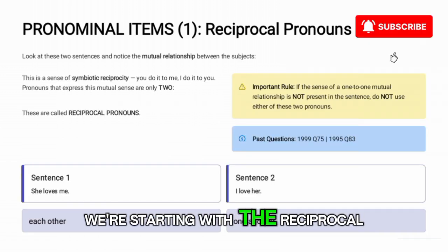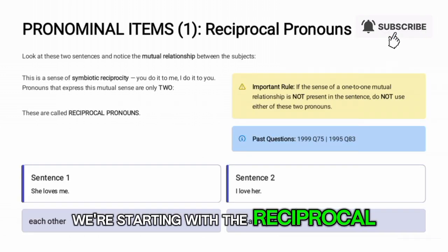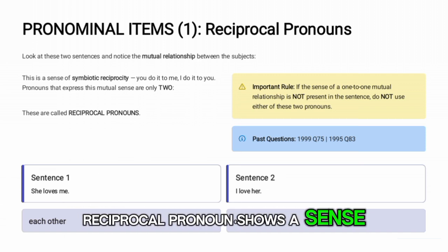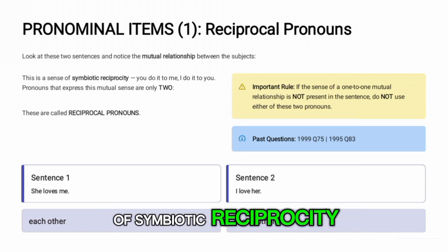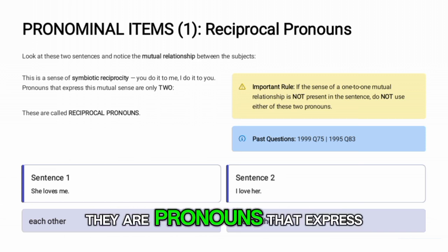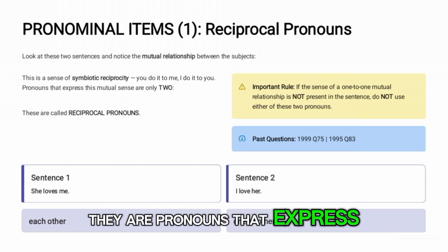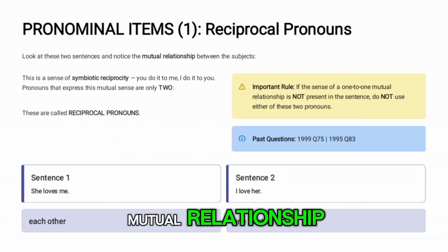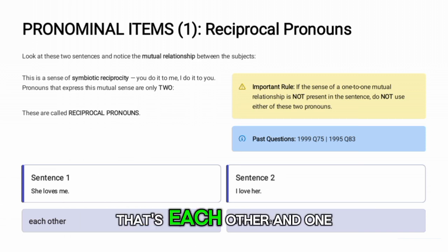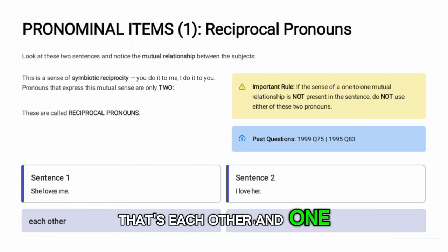We are starting with the reciprocal pronouns. Reciprocal pronouns show a sense of symbiotic reciprocity. For example, you do it to me, I do it to you. They are pronouns that express mutual relationship, and they are just two in number. That's each other and one another.